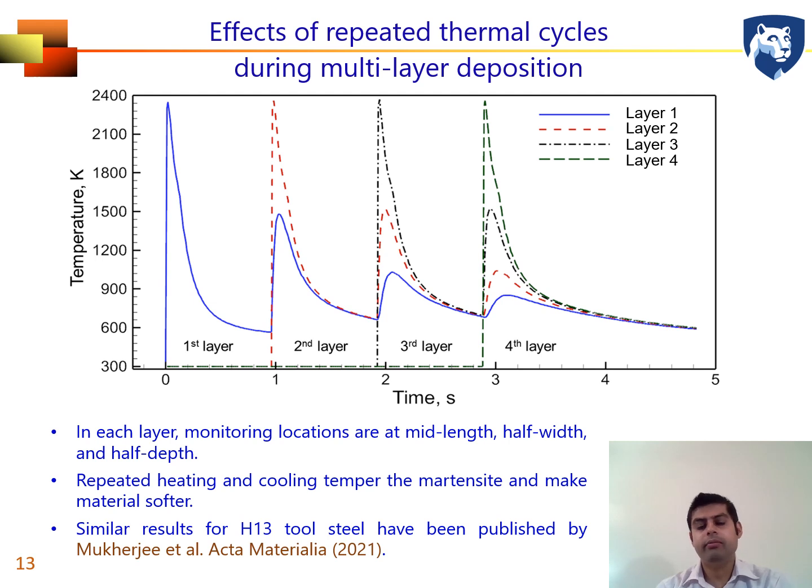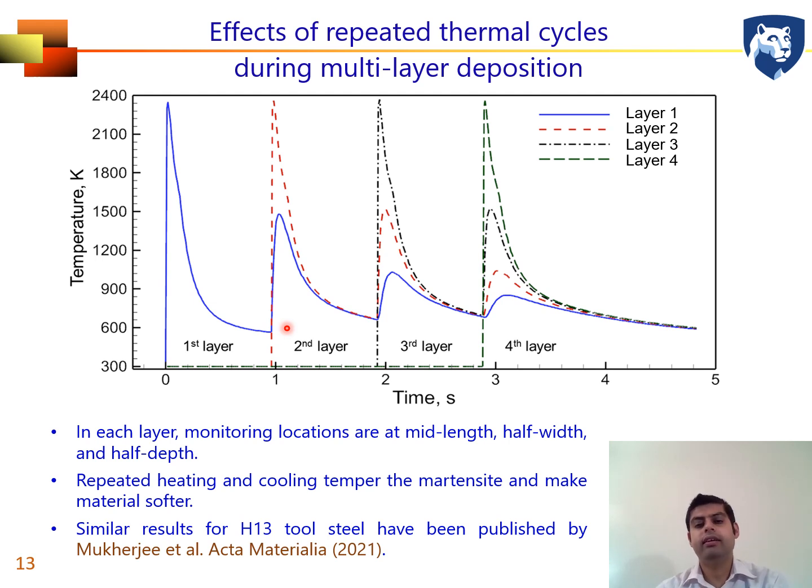Like the thermal cycle that we found for one particular location, we can compute thermal cycles at different locations in the part and for different layers. For all layers, we can see that the temperature variation with time differs significantly. It heats up and then gradually cools down as the deposition process progresses. So all locations in the part experience repeated heating and cooling during the deposition of multiple layers.